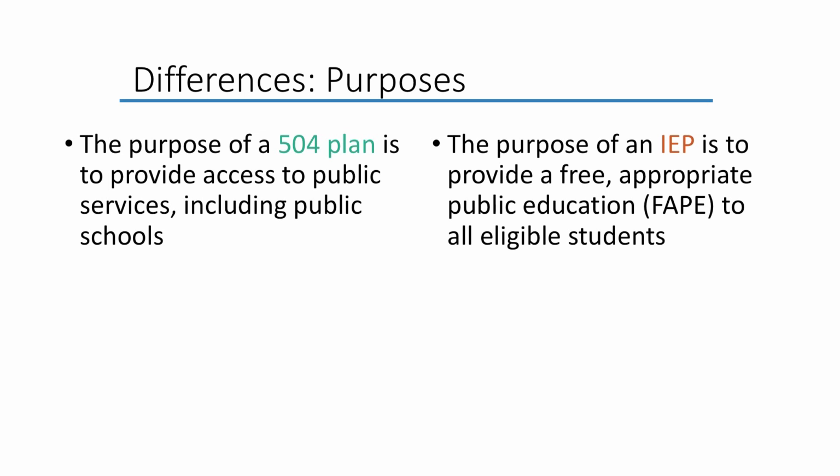The difference between the two is that in a 504 plan, you're going to see accommodations, whereas in an IEP, you're going to see annual goals plus services and accommodations. The big difference for me in the plans is about the procedural safeguards, and those are the protections that students have when they have either a 504 plan or an IEP.